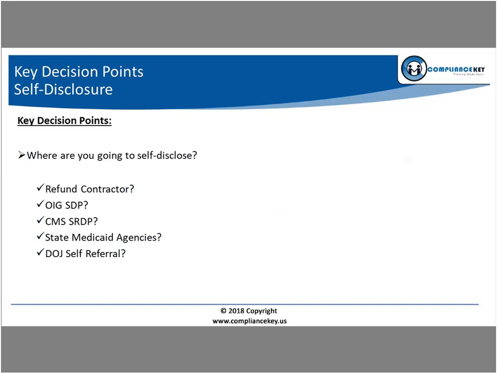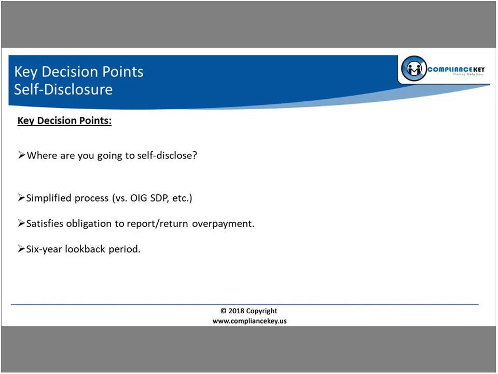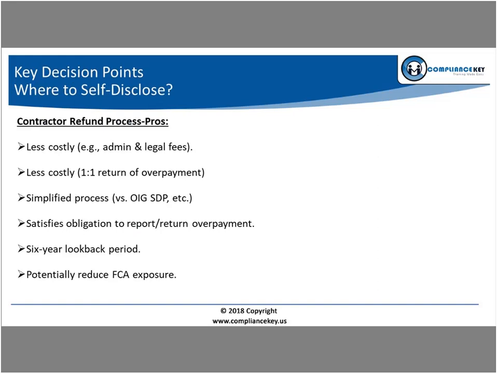Is this something where you're going to do a refund to your Medicare contractor through the 60-day overpayment rule? Is it something where you're going to report it through the OIG Self-Disclosure Protocol? Are you going to report it under the CMS Self-Referral Disclosure Protocol? Is this a state Medicaid issue only that is going to require reporting out to a state Medicaid agency, and what are those requirements? Or is it something where, factually, it makes sense just to do a direct referral to the Department of Justice? So just some pros and cons.